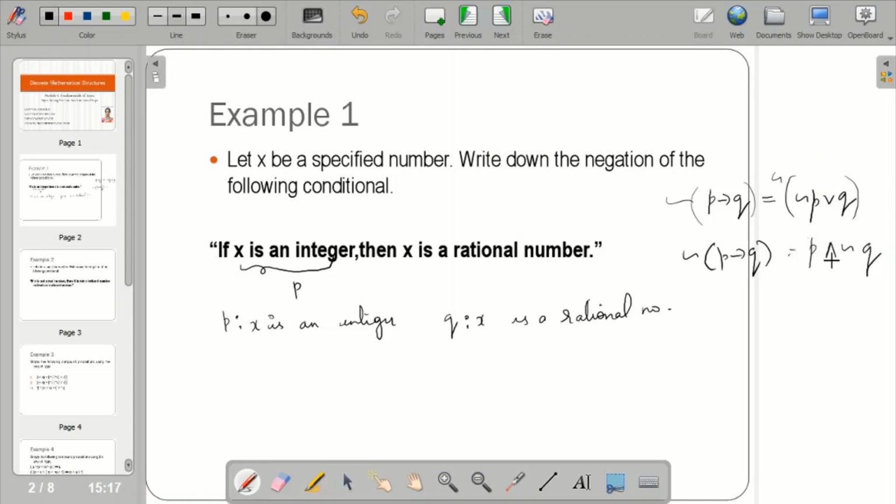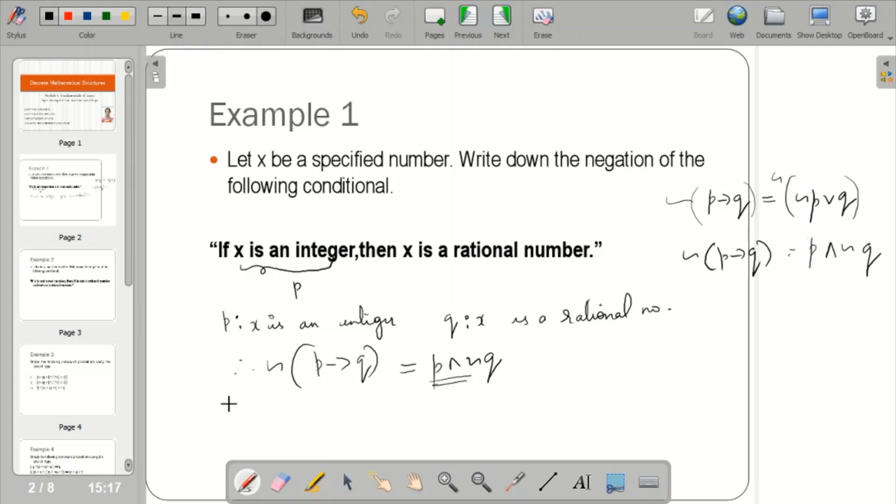So they are given a conditional. For that you need to apply a negation and then write it down again in the form of a statement. So you know, if x is an integer, p is nothing but x is an integer, q is x is a rational number. Therefore, what result we require is the negation of p conditional q. That is nothing but p and negation of q. So the negation of this entire thing is nothing but p and negation q.